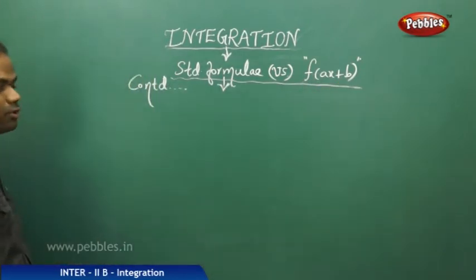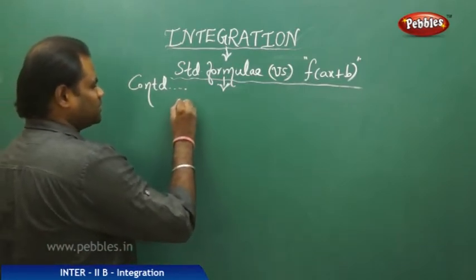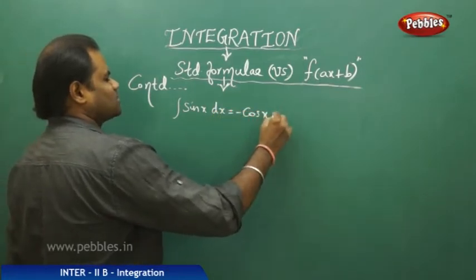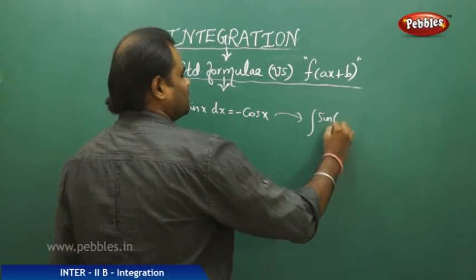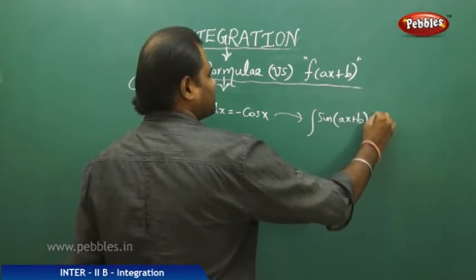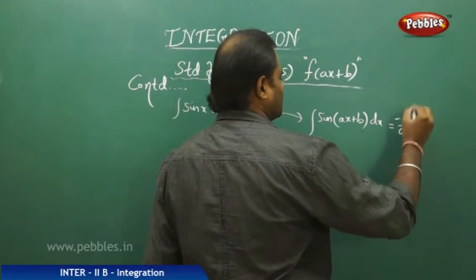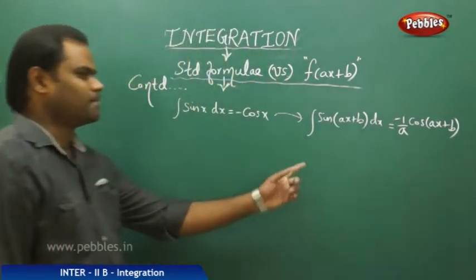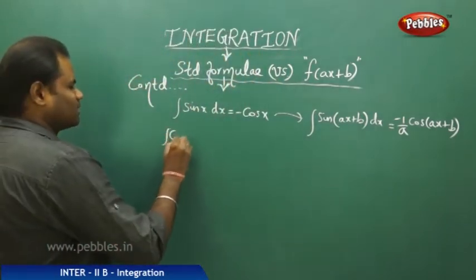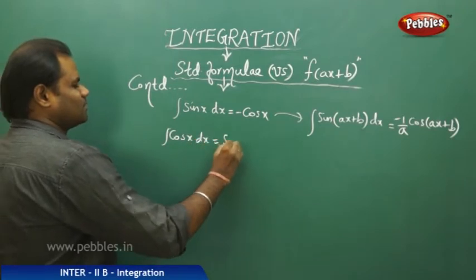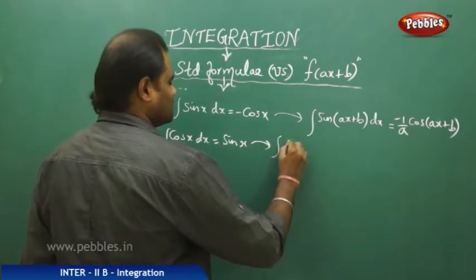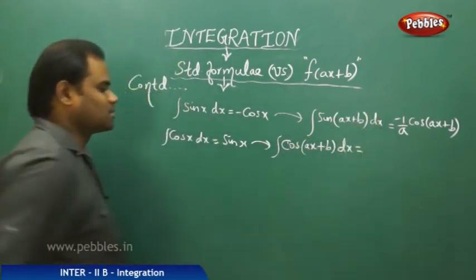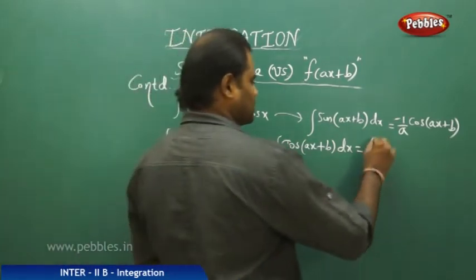Next, taking some trigonometric functions, I get integral of sin x is minus cos x, and then integral of sin ax plus b is minus 1 by a of cos ax plus b is how we get. And similarly, integral cos x is sin x, in the sense integral of cos ax plus b is 1 by a times sin ax plus b.